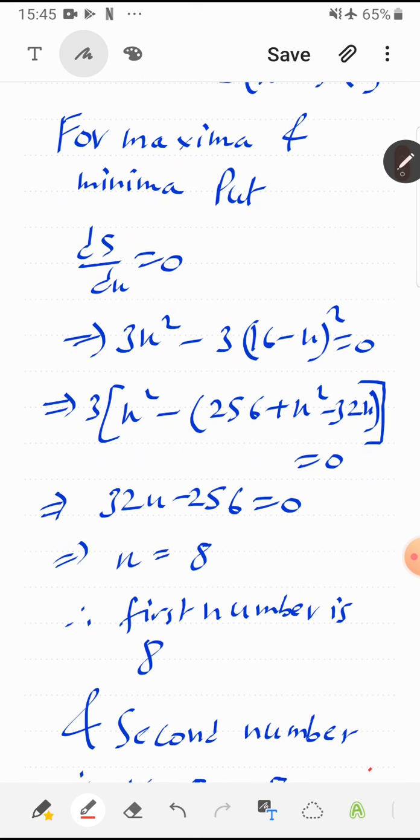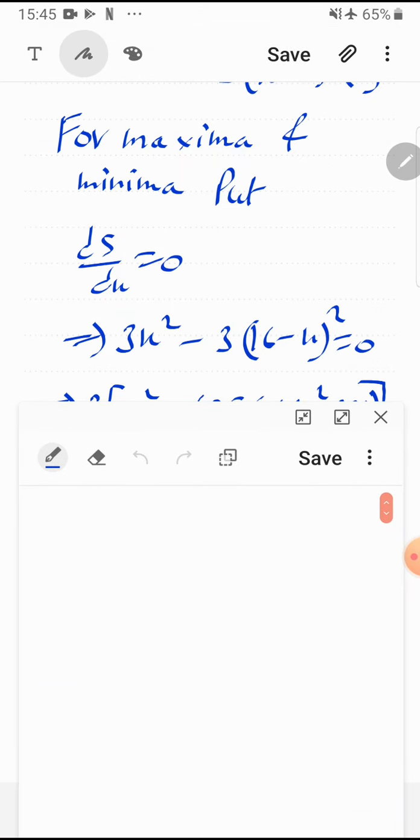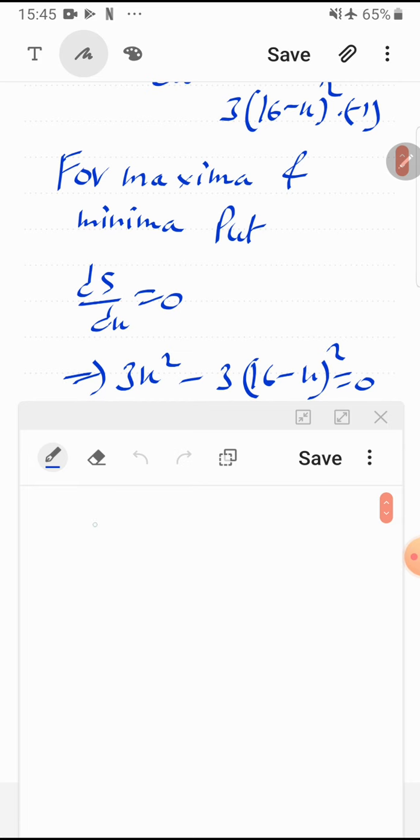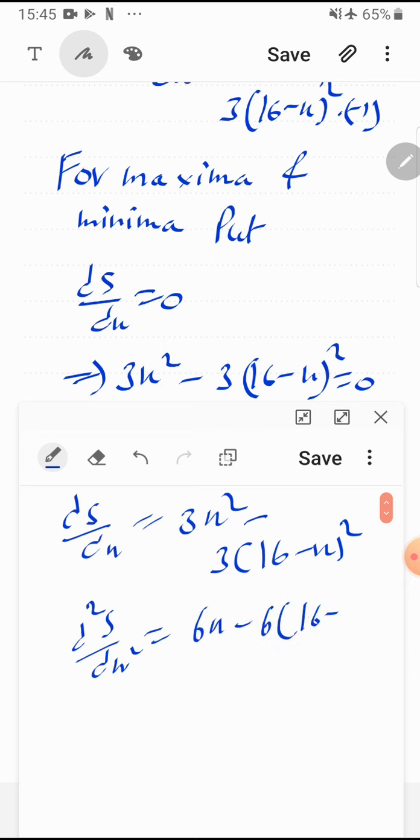But one thing which is very important is that we have to check whether this is the point of maxima or minima. For this I am applying the second derivative test. What we will do, the first derivative is 3x square minus 3 into (16 minus x) whole square. So the double derivative is 6x minus 6 into (16 minus x) into minus 1 due to the chain rule.